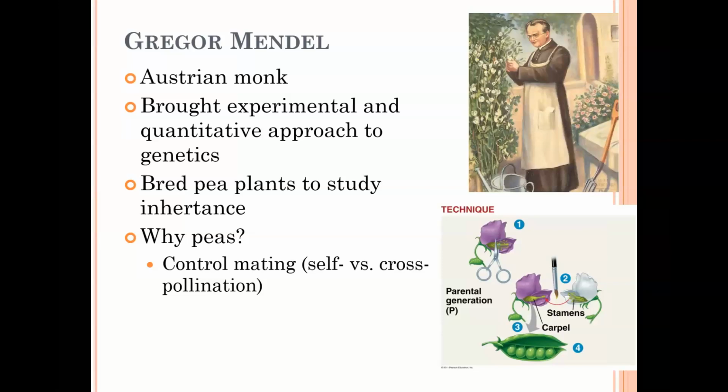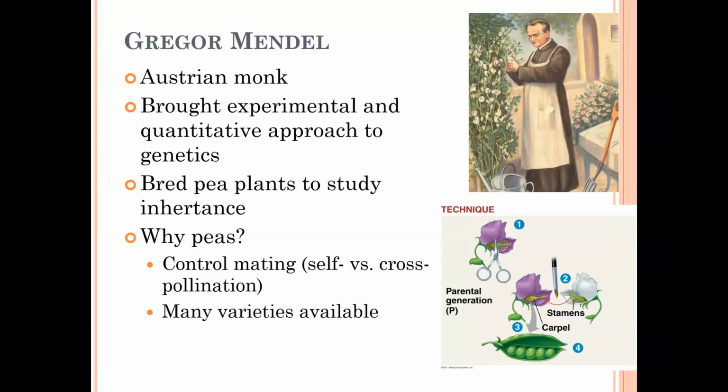But just a little history. This guy right here on the side, his name is Gregor Mendel. He was an Austrian monk, and he studied pea plants. And he studied the inheritance. There should be an I right there. That's misspelled. So he bred pea plants to study inheritance. And the reason why he wanted to study pea plants is because he could control the mating. He didn't have to worry about a pea plant getting up, walking over to another pea plant and mating with it, so he could control it.